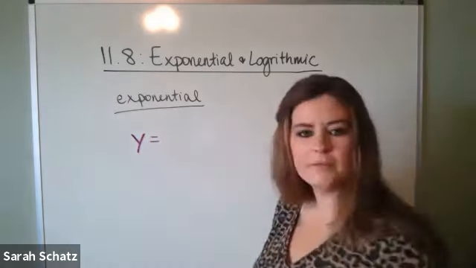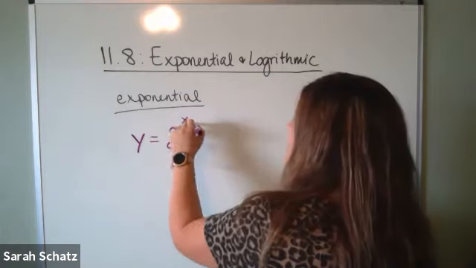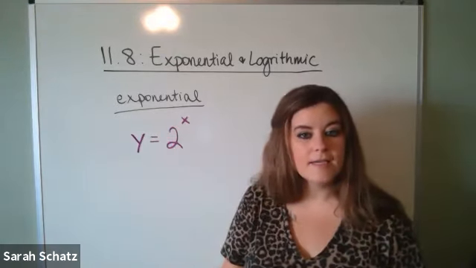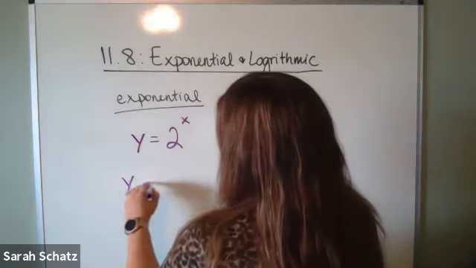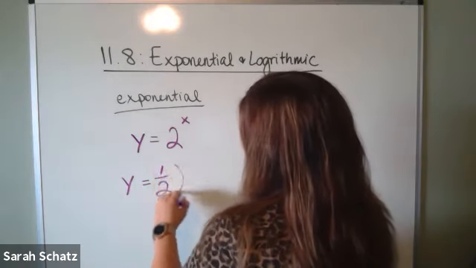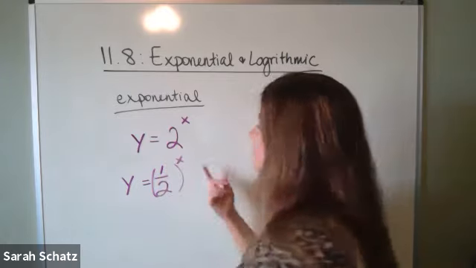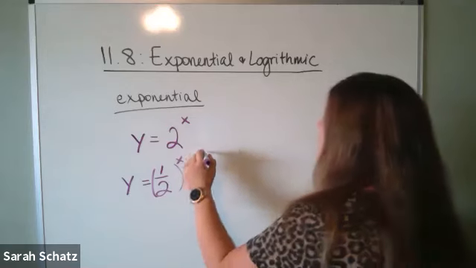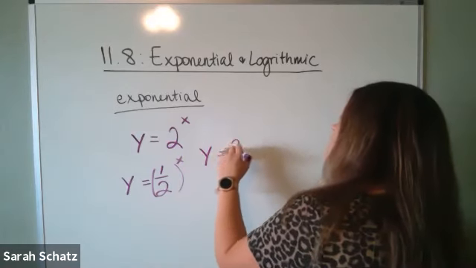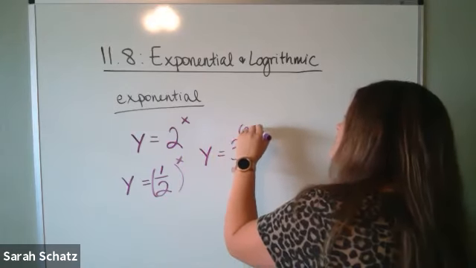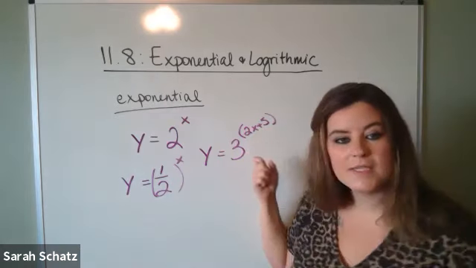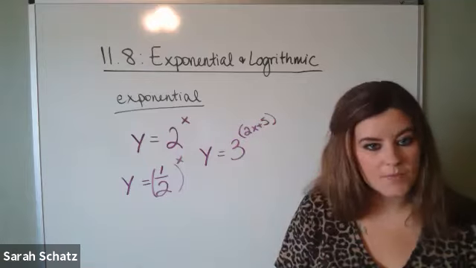Okay. So you guys, for example, y equals 2 to the x is an exponential function because x is in the exponent. Y equals 1/2 to the x. Another example, there's x in the exponent. It doesn't have to just be x. We might see something like y equals 3 to the 2x plus 5. This is an exponential function because it has the variable in the exponent.